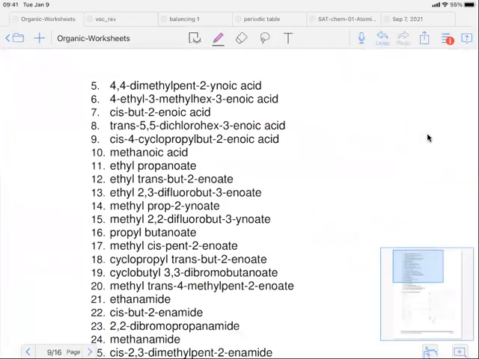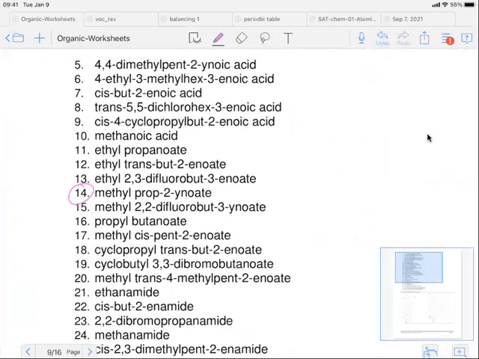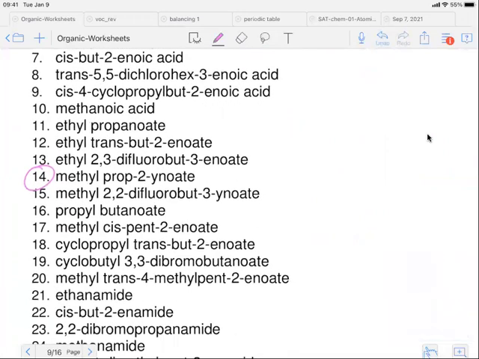All right, let's do 14. So methyl prop-2-ynoate. All right, that is an ester. That means that you're going to have an alkyl group that has replaced the hydrogen from the carboxylic acid. So I have to identify how many carbons are in the parent compound, which would be the carboxylic acid. So prop is 3. So I go 1, 2, 3.